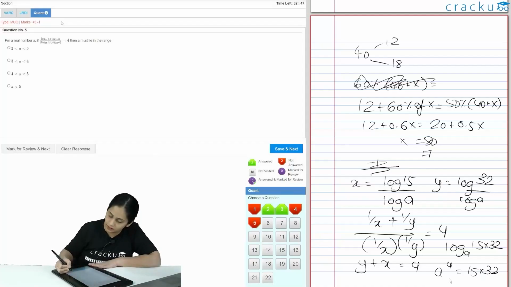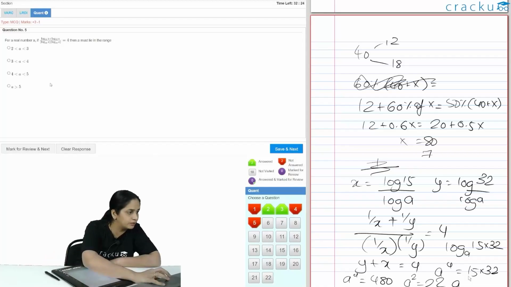Then A must lie in the range. A square is basically, then this is equal to how much? This is 30. A raised to 4 is equal to 30, 60. 60 into 8. So that is 480, right? So this A square would be around 22-ish. A would be around 4 or so. 4 to 5.